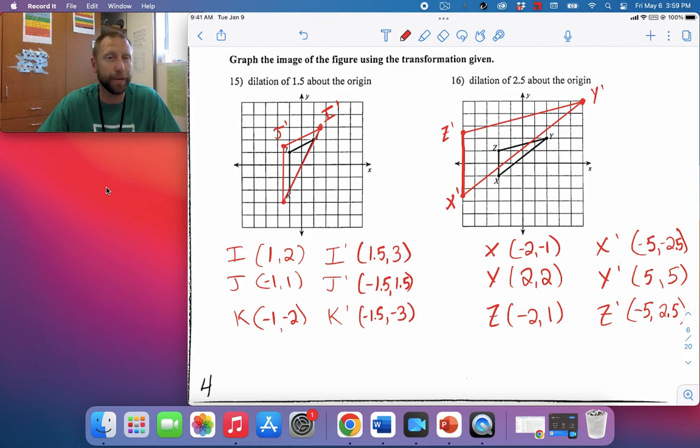That's it for transformations, guys. Hopefully that refreshed your memory on everything that you learned way back in the first quarter. But if not, make sure you ask your teacher for some help.